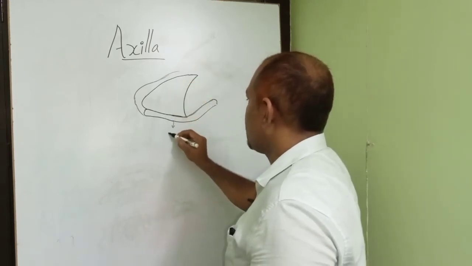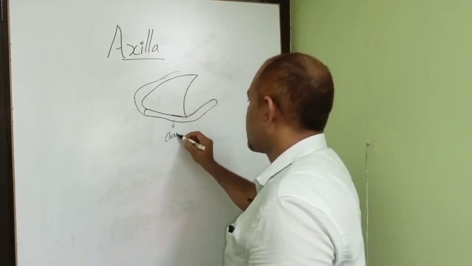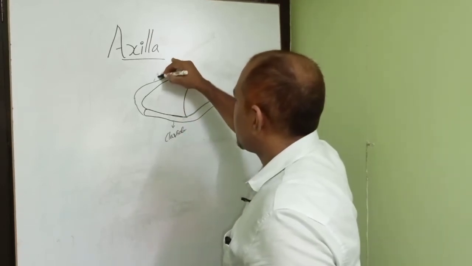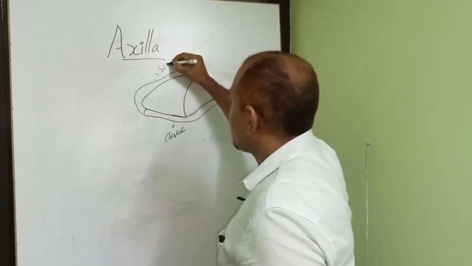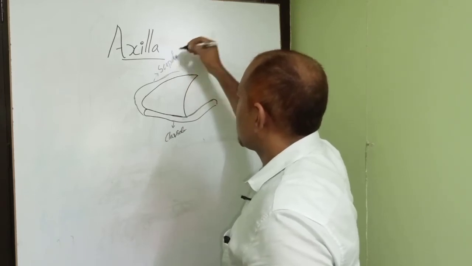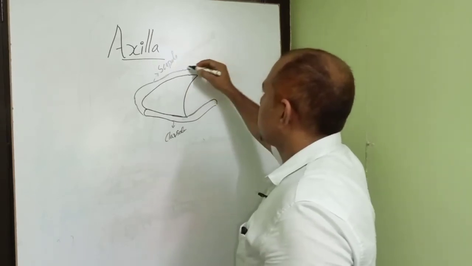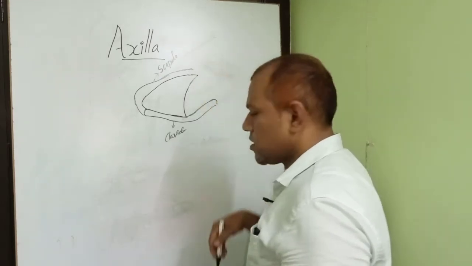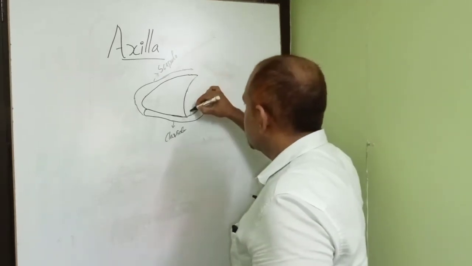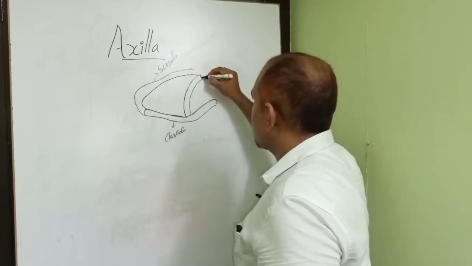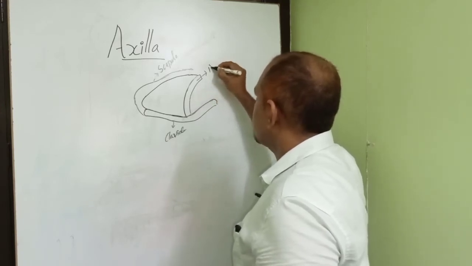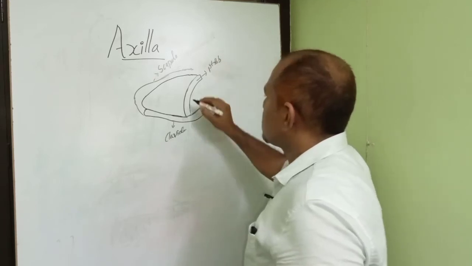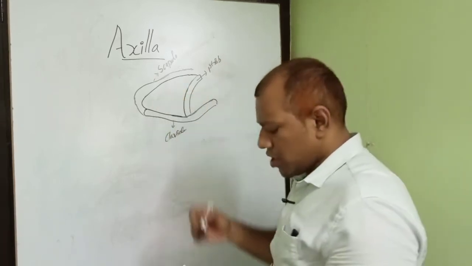So here you can see the clavicle. The clavicle is forming the anterior part of the apex. The posterior part is formed by the scapula. Then the medial part of the apex is formed by the first rib. That's the first rib. So this is triangular in shape.